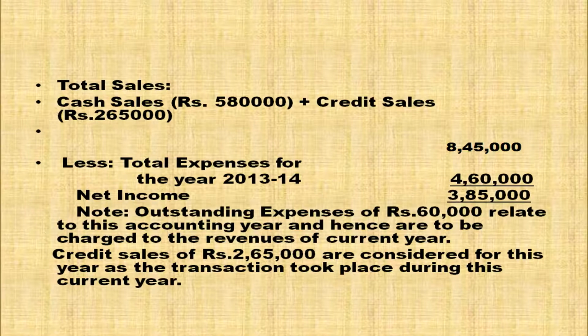Outstanding expenses of 60,000 rupees relate to this accounting year, hence are to be charged to the revenue of current year. Credit sales of rupees 2,65,000 are considered for this year as the transaction took place during this current year.